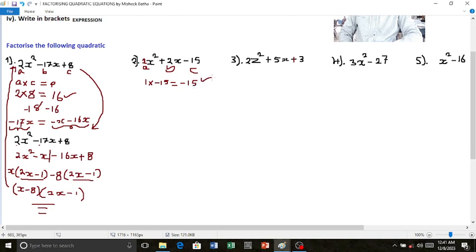That's the first step. I have my product. My sum is 2 here, right? That's my B. So it's my sum. So I need to find among the factors of negative 15.